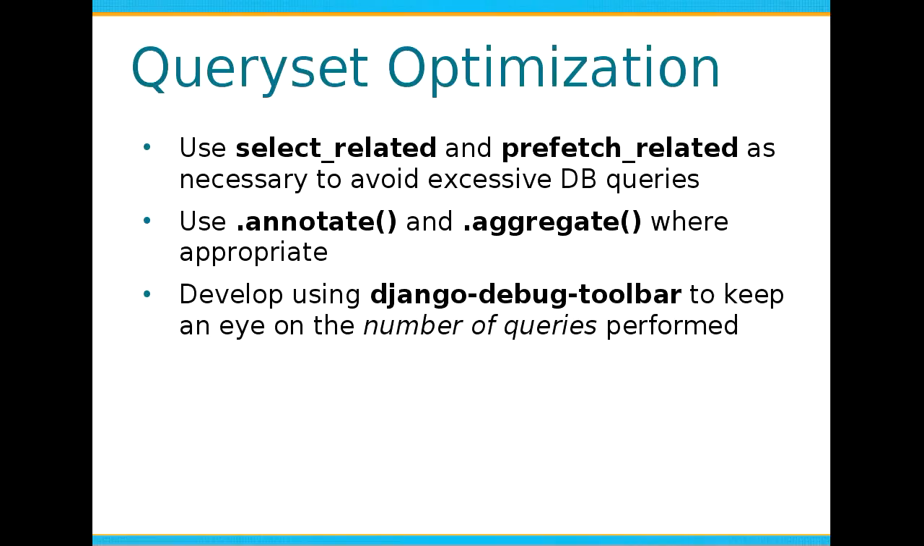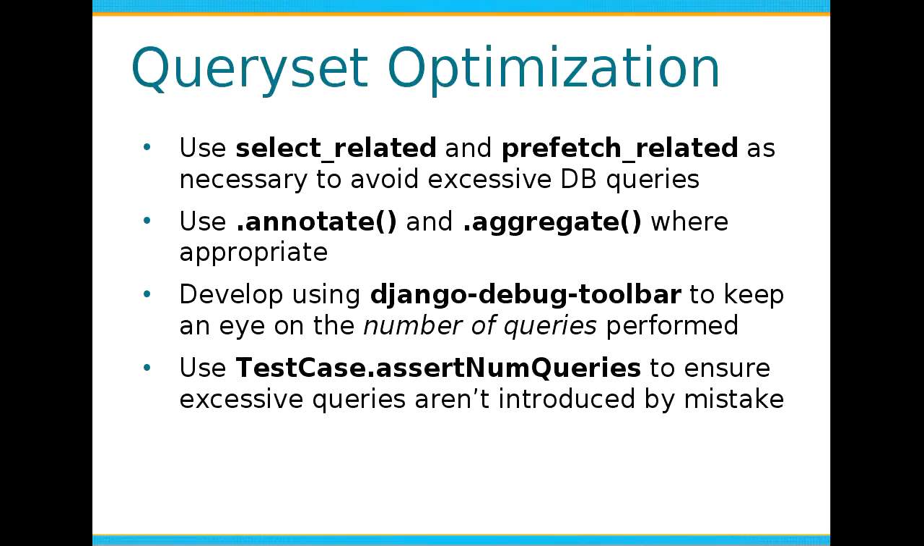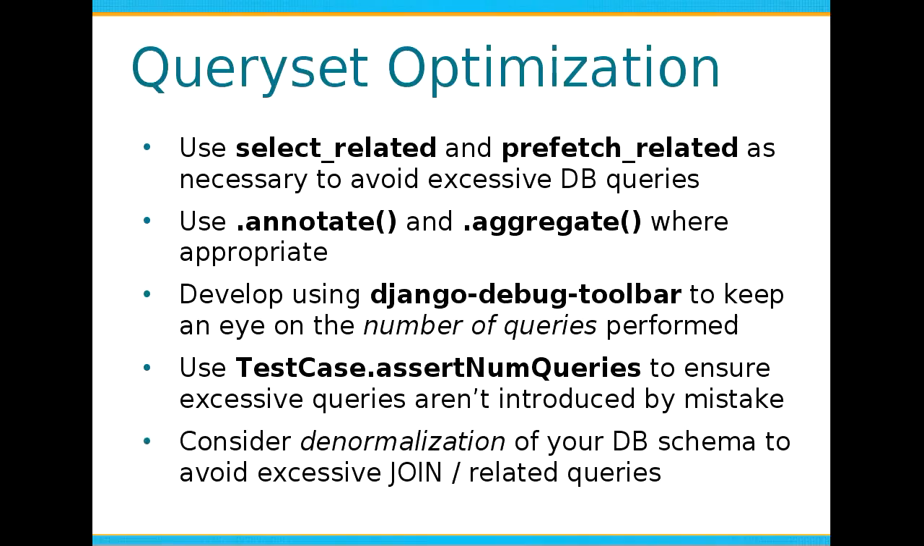Use Django debug toolbar to keep an eye on exactly what queries you're running. If you can't see what's going on, there's no way you can optimize it. We'll come back to that in a minute. Use test case assert num queries to ensure that you don't fix something only to have someone do some work on it a bit later and then unfix it for you. Right? So you can actually go and check to see that the work that you did is being maintained and that you're not all of a sudden causing things to go nuts later on.